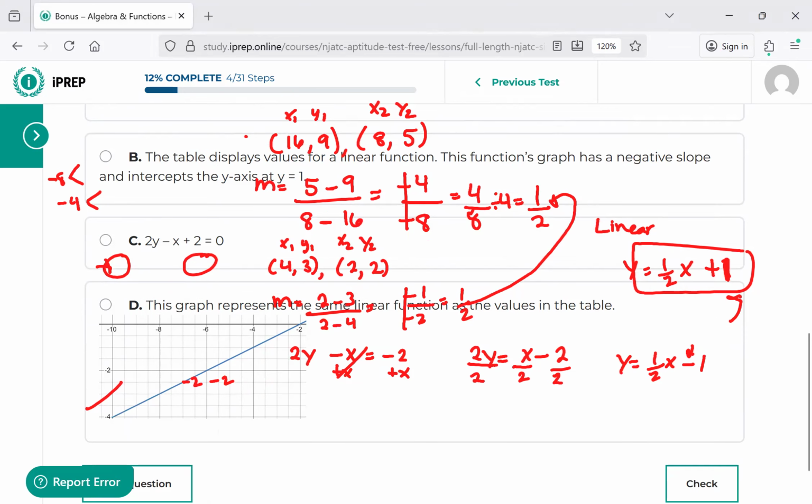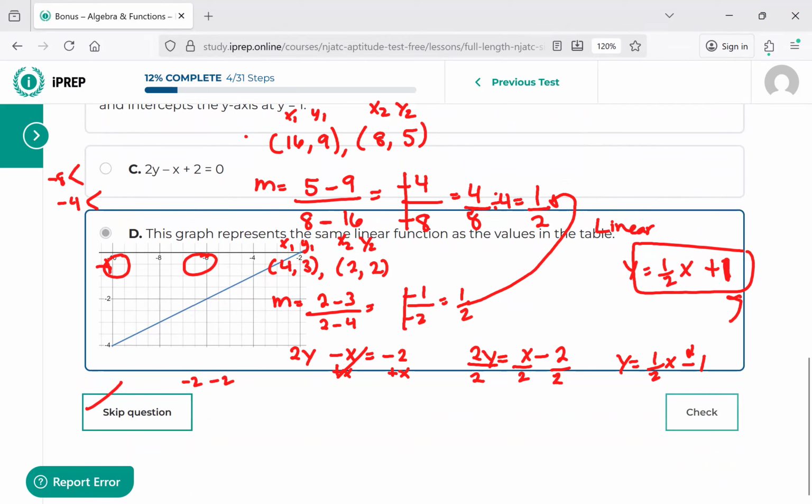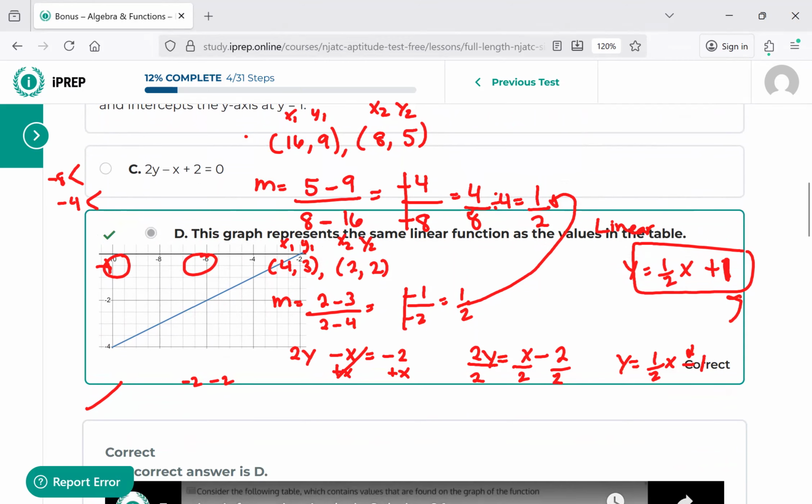If you don't believe me, it's D because my b is 1 and my slope is 1/2. So if I pick this point, if I rise 1, run 2, yes, that's it. Perfect.